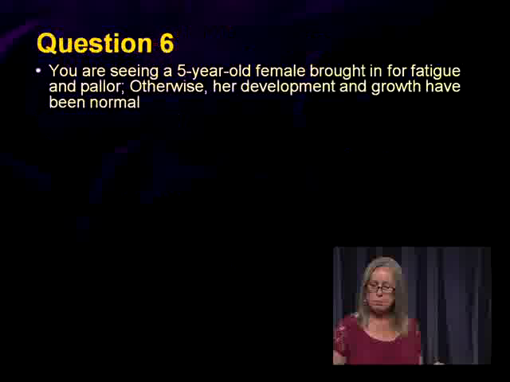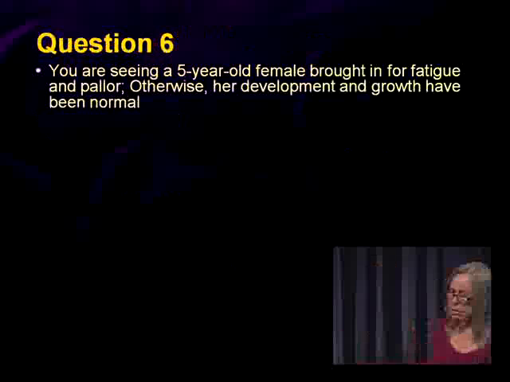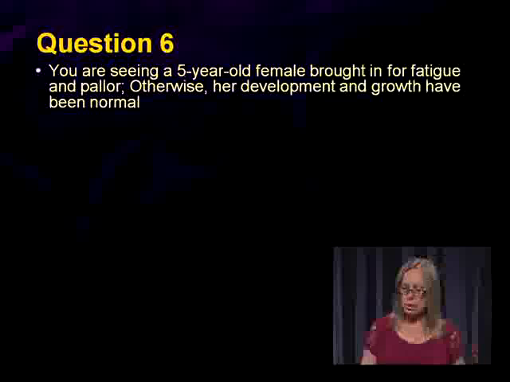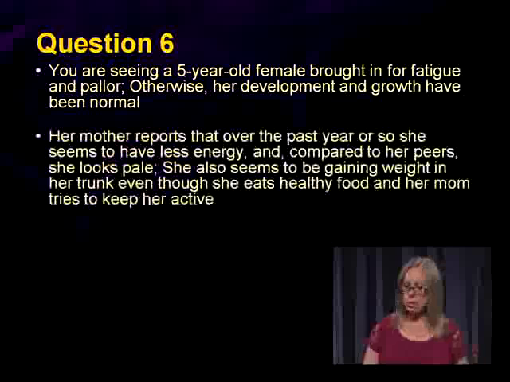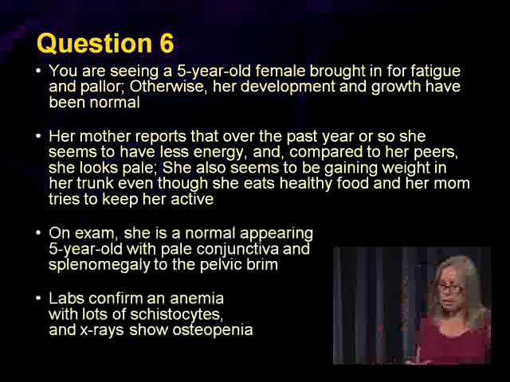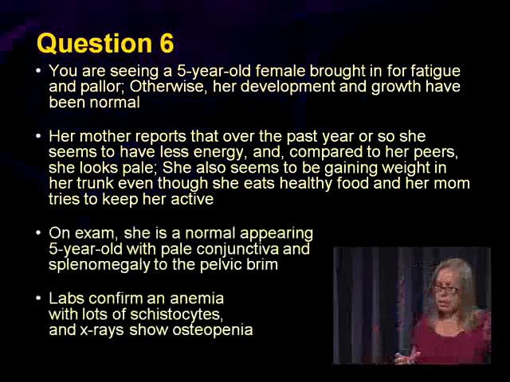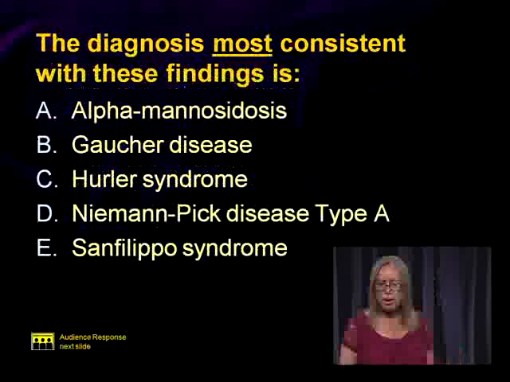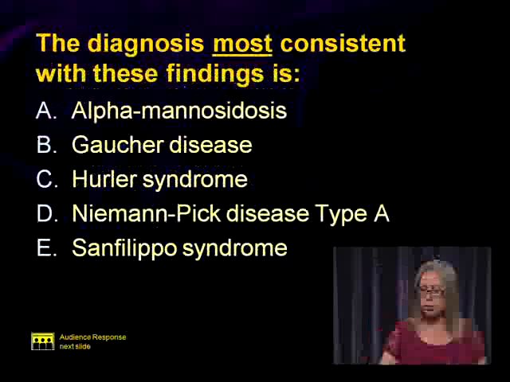All right. You're seeing a 5-year-old female brought in for fatigue and pallor. Otherwise, her development and growth have been normal. Mother reports that over the past year or so, she seems to have less energy, and compared to her peers, she looks pale. She also seems to be gaining weight in her trunk, even though she eats healthy food and her mom tries to keep her active. On exam, she looks normal. She has pale conjunctiva and splenomegaly to the pelvic brim. Lab confirms an anemia with schistocytes, and x-rays demonstrate osteopenia. This is most consistent with alpha mannosidosis, Gaucher's, Hurler's, Niemann-Pick type A, or Sanfilippo.